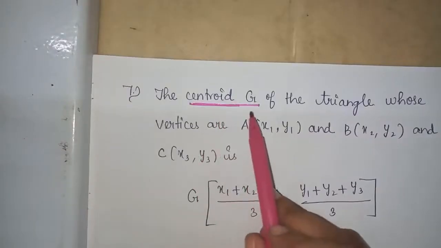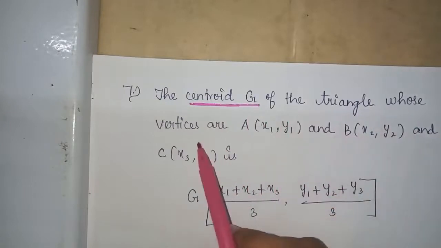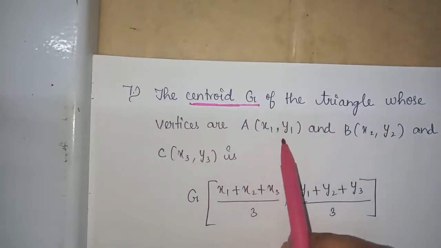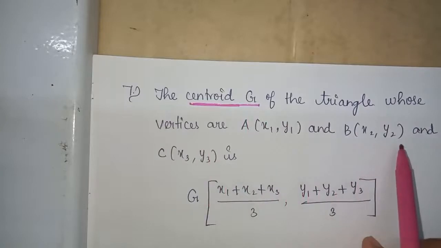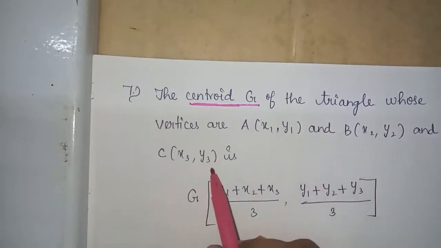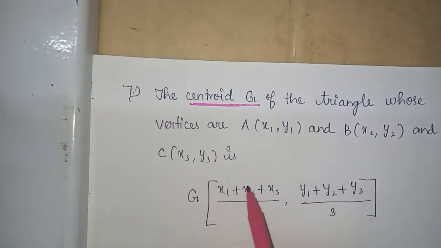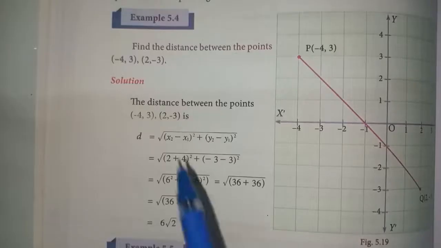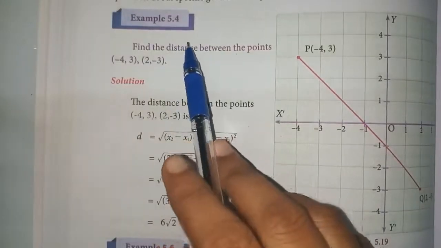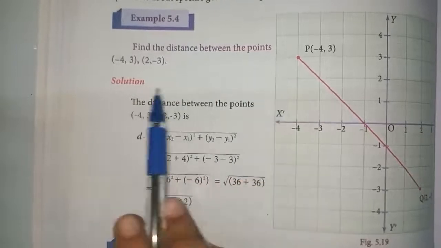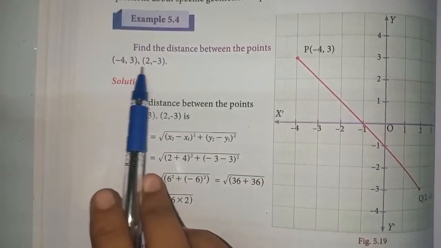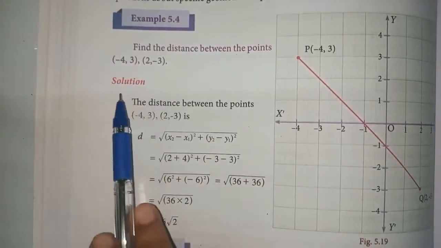Seventh one, the centroid G of the triangle whose vertices are A of x1, y1, B of x2, y2 and C of x3, y3 is G is equal to x1 plus x2 plus x3 by 3, y1 plus y2 plus y3 by 3. Example 5.4, which is on page number 198. Find the distance between two points minus 4, 3 and 2, minus 3. Solution.